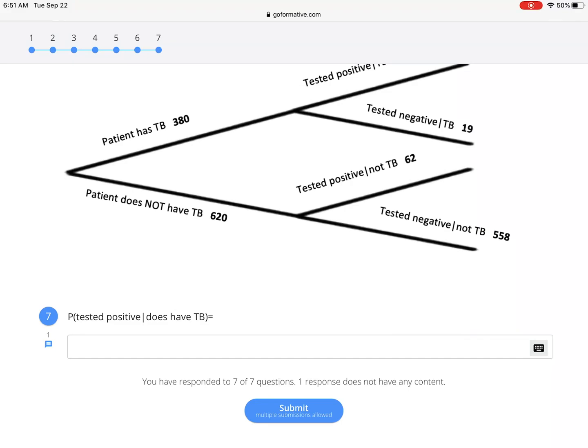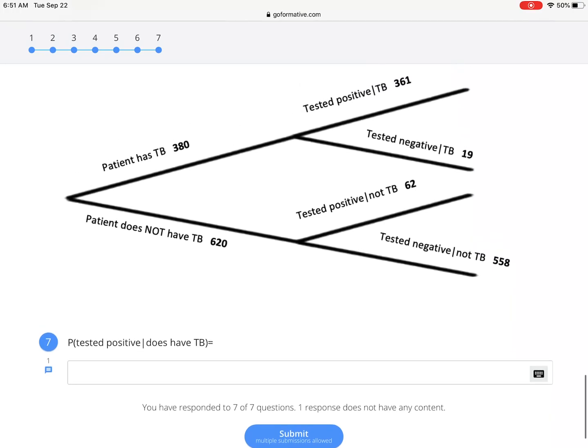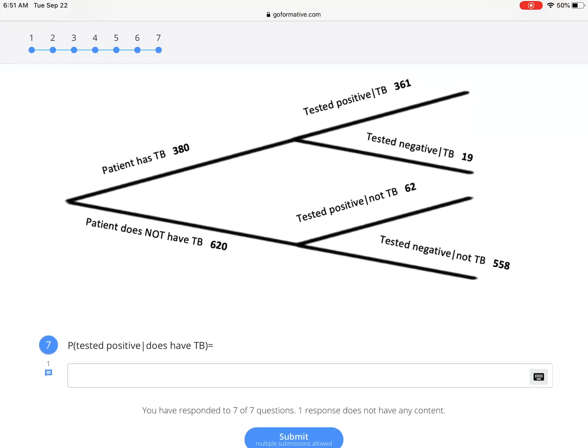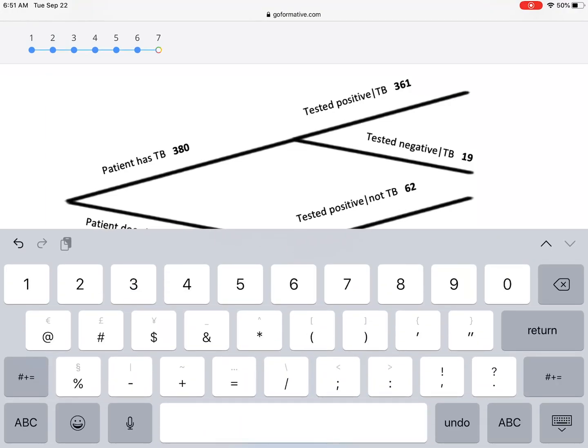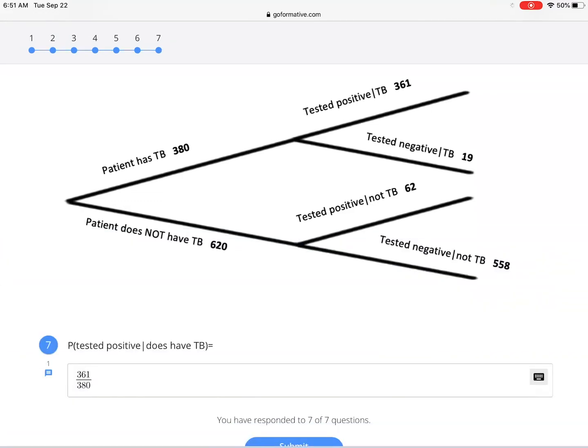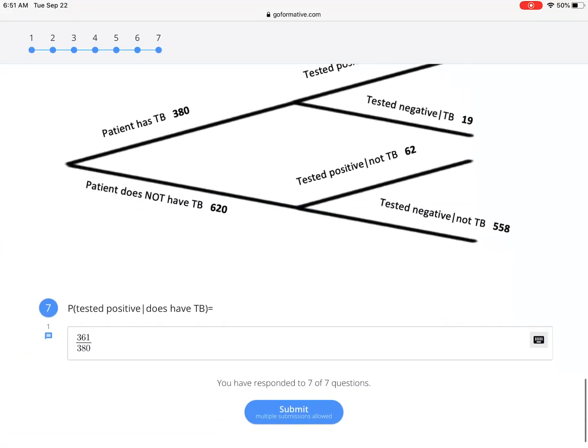Probability tested positive given that they do have TB. So does have TB. That is my denominator, 380. And of those 380, how many tested positive? 361. So that's 361 out of 380. And that is the last question.